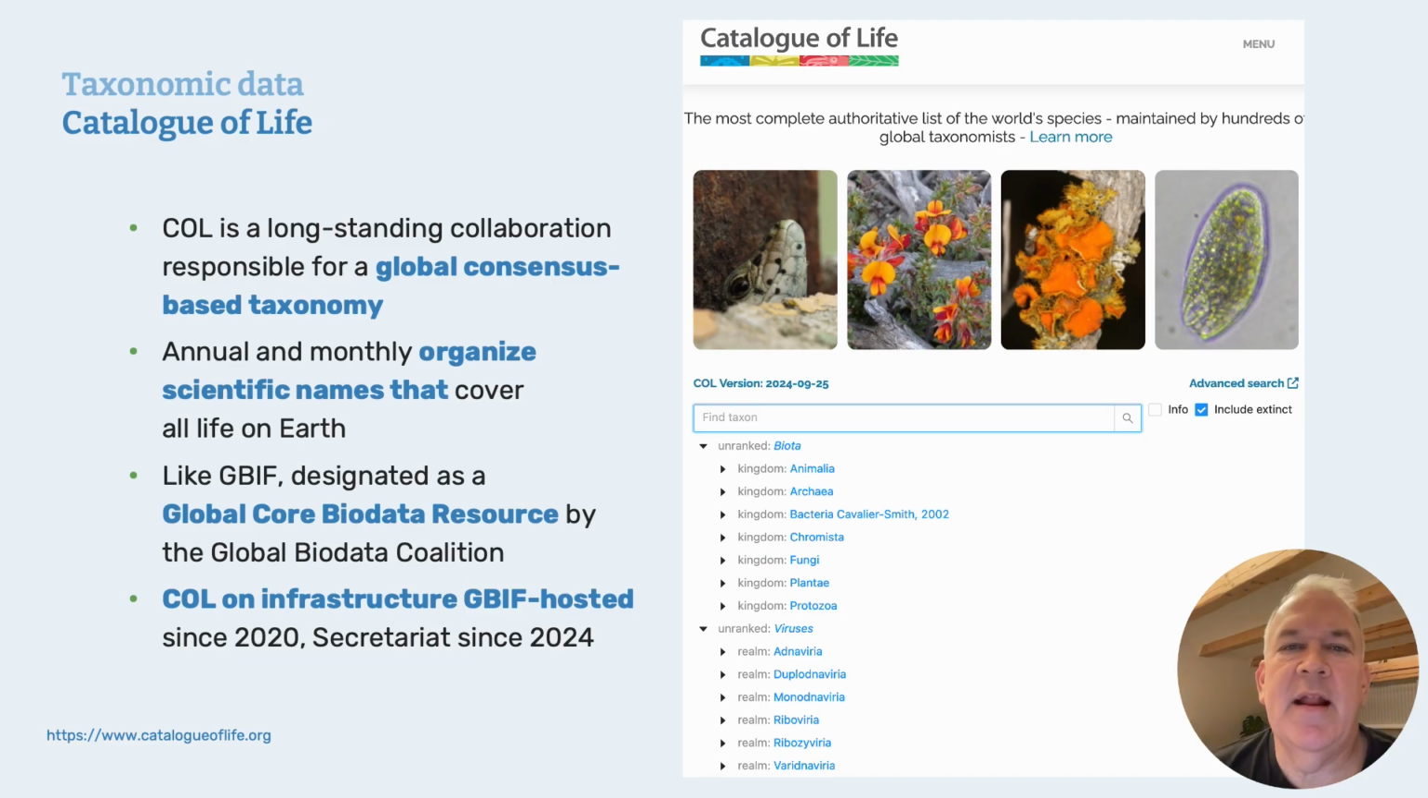Many of you will recognize the Catalog of Life as a collaborative network and infrastructure of taxonomic experts around the world. And GBIF has literally built its world around COL from the start. They produce both annual and monthly updates to a global consensus-based list of scientific names that are essential to GBIF and others who need to organize biodiversity data. In recent years, GBIF and COL have become closer, having both been recognized as global core biodata resources. Infrastructure is essential to the wider biological and life sciences community, as well as to the long-term preservation of biological data. GBIF is also now the technical host of COL's infrastructure and the administrative host of its secretariat.